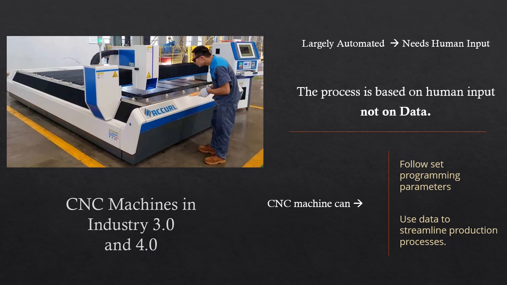So let's see an example for the difference between stage 3 and stage 4. For example, CNC machines. You're probably familiar with CNC machines. In stage number 3, they're largely automated, but they still need human input, and they can't work without that. Another thing about them is that the process is based on human input, and it's not based on the data that they can gather by themselves. But in stage number 4, a CNC machine can follow set programming parameters and also use data to streamline the production process. So using these capabilities, they can pretty much do everything on their own without human interference.